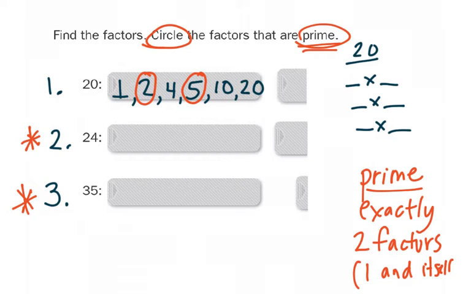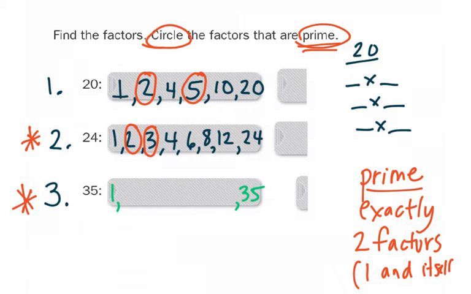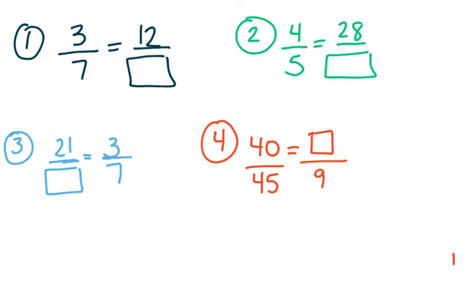For number 2, I have 1 times 24, 2 times 12, 3 times 8, and 4 times 6. The factors that are prime would be 2, 3, and that's it. And then for 35, 1 times 35, and 5 times 7. The factors that are prime, 5 and 7. Go ahead and erase your whiteboard.